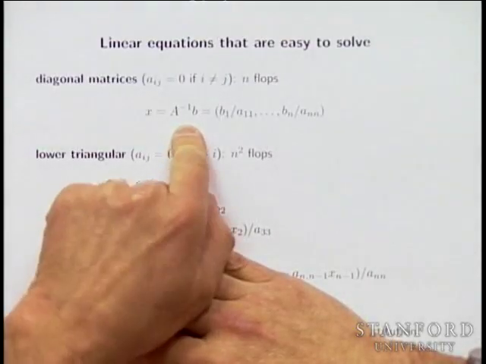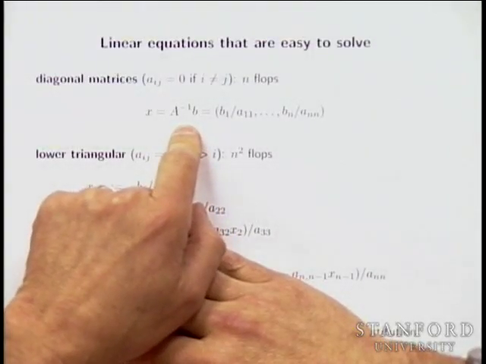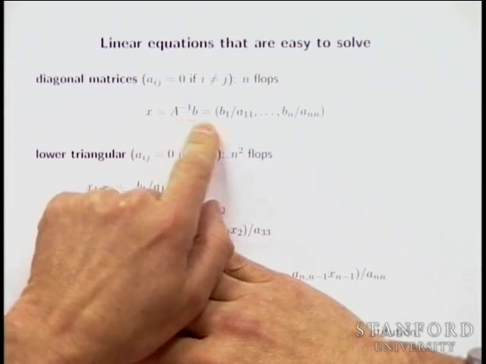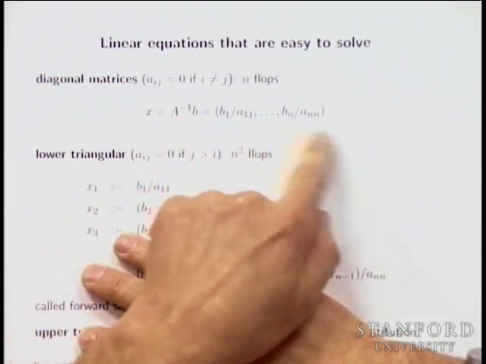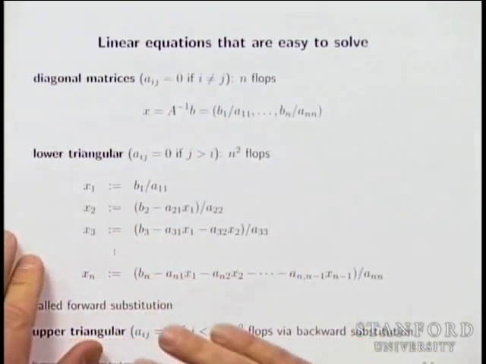Okay. So let's talk about linear equations that are easy to solve. We'll start there. Look, if A is diagonal, it's very easy to solve AX equals B because you just simply divide by the diagonal entry. So that's nothing. And that takes n flops, okay?